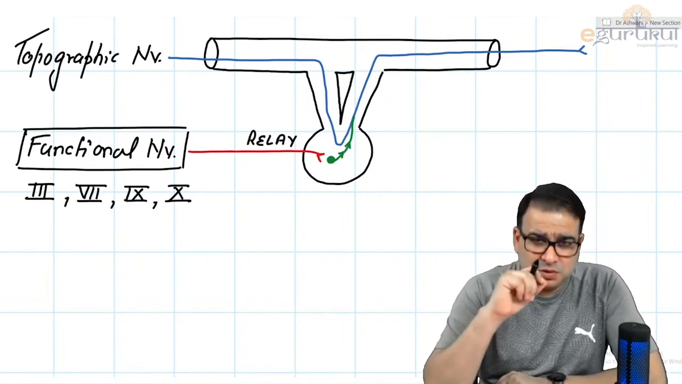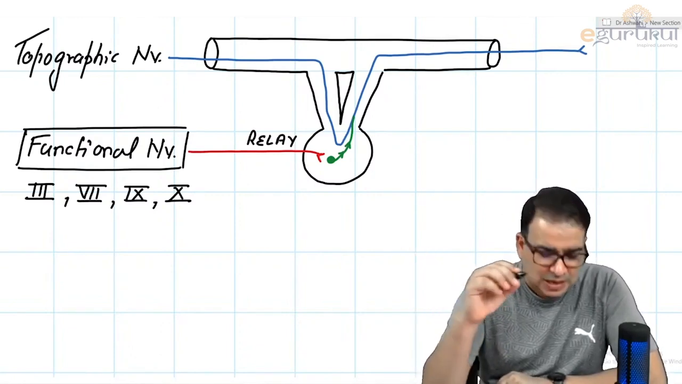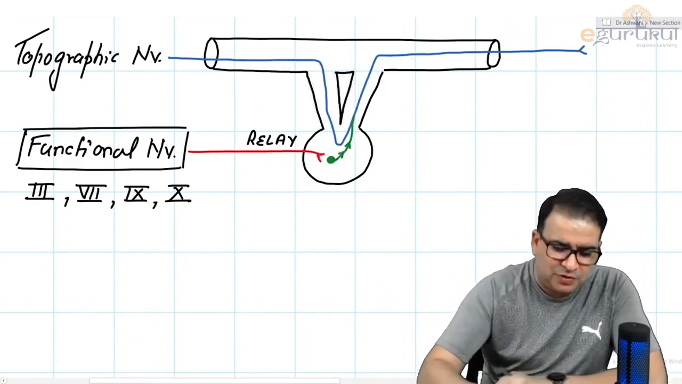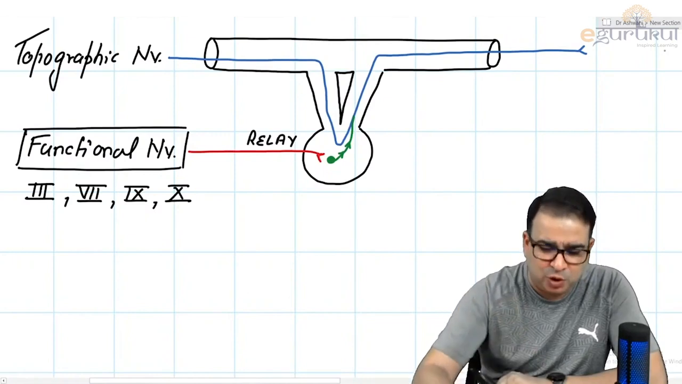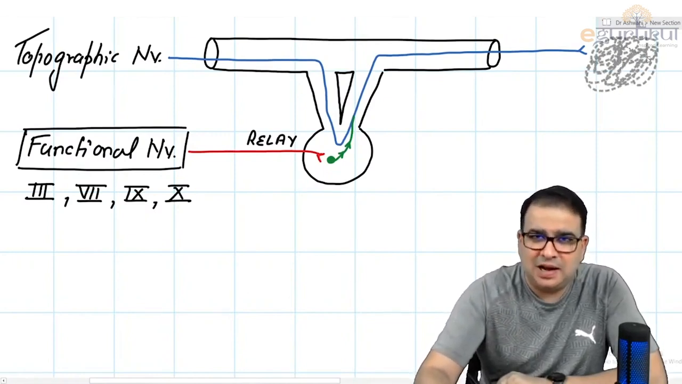There is one more possibility. Why is it joining with the topographic nerve? क्यों हुआ यार? Why is it joining the topographic nerve? Because the topographic nerve is already reaching a certain area. अब मान लेते, just an example, don't draw this, let's say it is reaching the lacrimal gland.